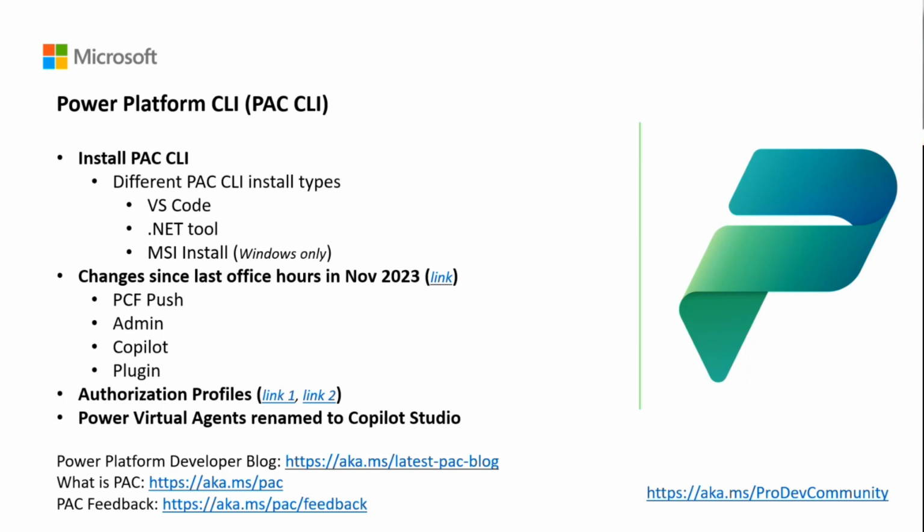And they were having difficulty. They were getting errors on MacBook, and I'm requesting them to go ahead and download the latest version of PAC CLI and try, and this should fix it. We have made some changes with the admin noun. You can go ahead and take a look at some of those changes.